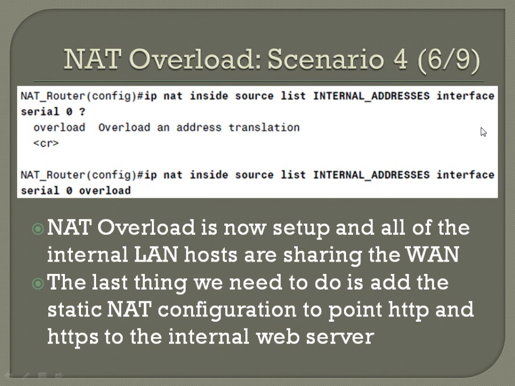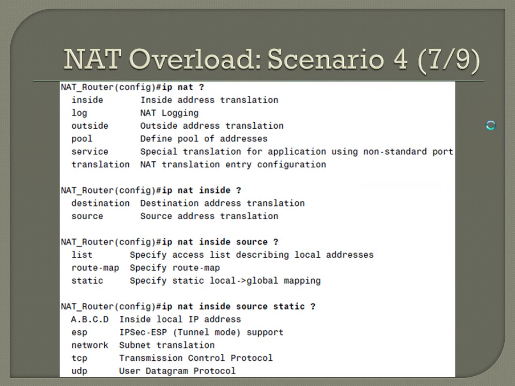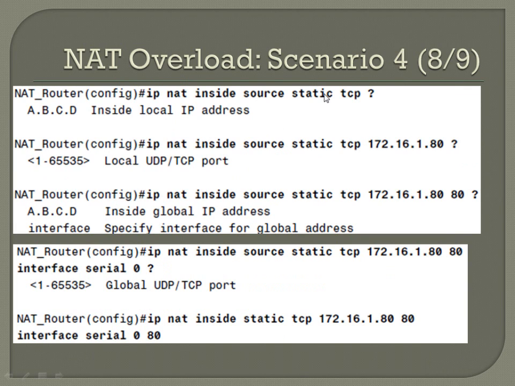The last thing we need to do is add the static NAT configurations that we talked about before to point the HTTP and HTTPS to the internal web server. So we just need to add those statements. IP NAT inside source static, and it's on 80 and 443, it's going to be TCP on both of those. So IP NAT inside source static TCP, our IP of our web server, 172.16.1.80, port 80.